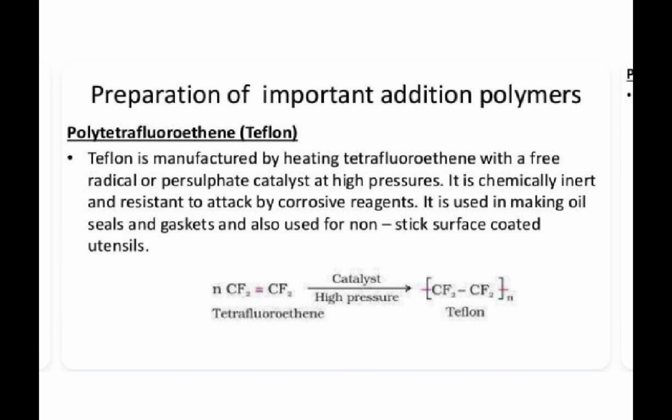Now, preparation of important addition polymers. The first one is polytetrafluoroethene, Teflon. Teflon is a very important compound. Nowadays in the kitchen we use utensils with Teflon coating. It is manufactured by heating tetrafluoroethene with a free radical or persulfate catalyst at very high pressure. Chemically, it is inert and resistant to attack by corrosive agents. It is usually used in making oil seals, gaskets, and non-stick coated utensils.